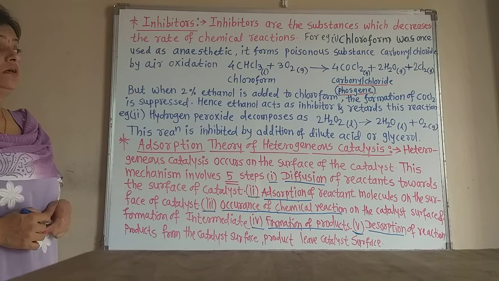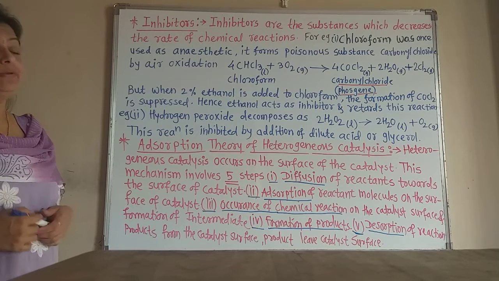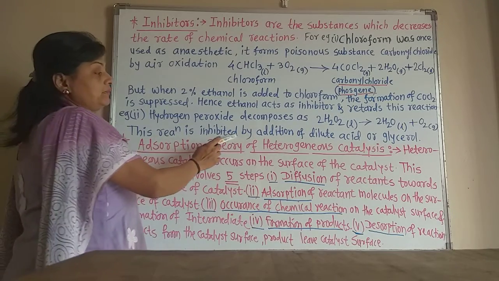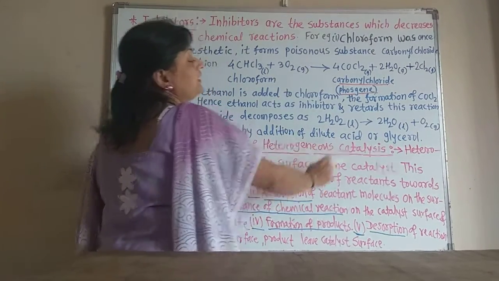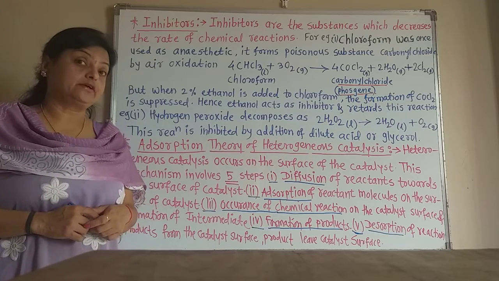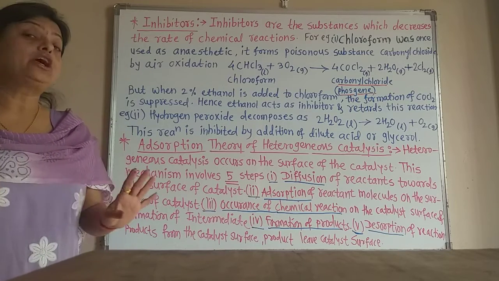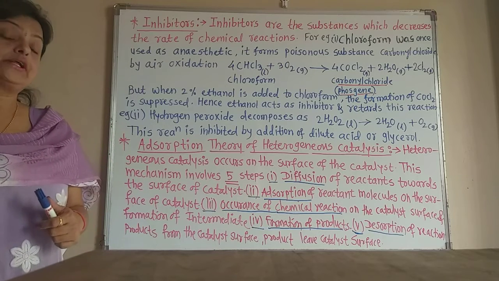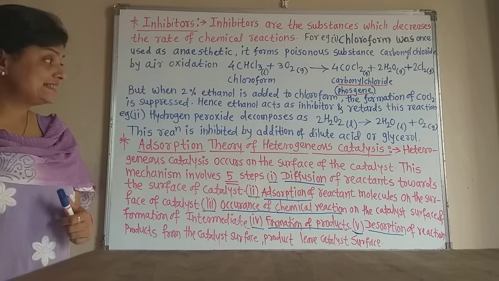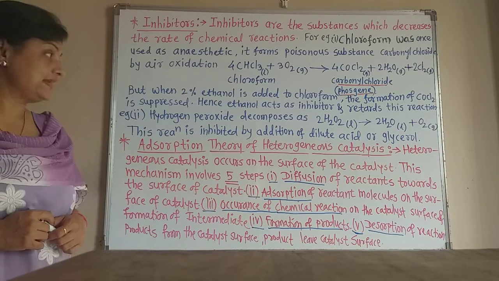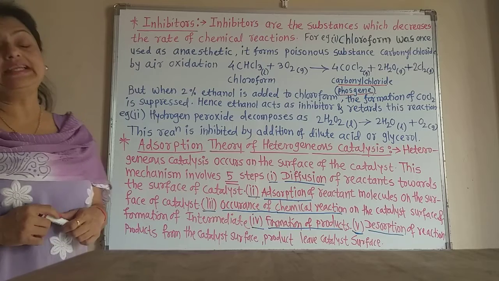Now, this reaction can be inhibited by the addition of dilute acid or glycerol into the hydrogen peroxide, due to which there is no decomposition of hydrogen peroxide and no formation of water and oxygen. So, glycerol or dilute acid acts as the inhibitor in that reaction. Now, this is about inhibitors.